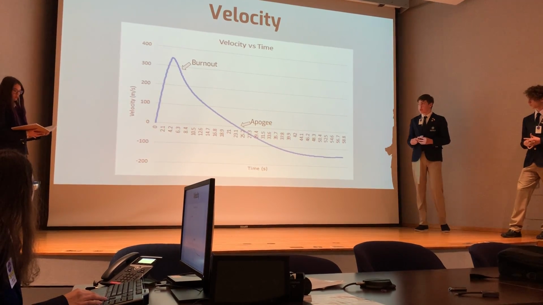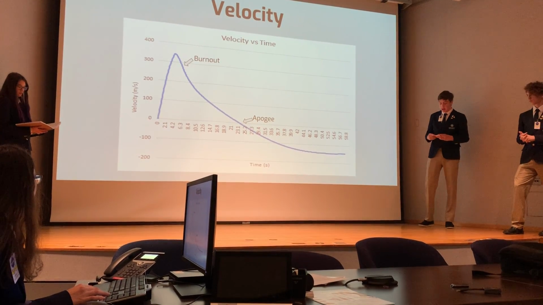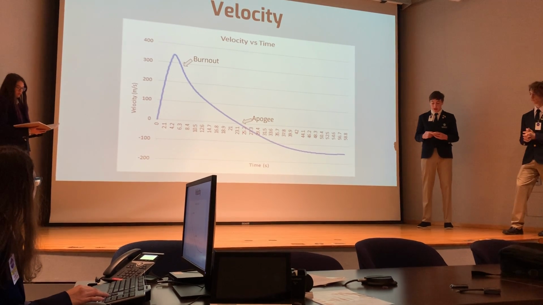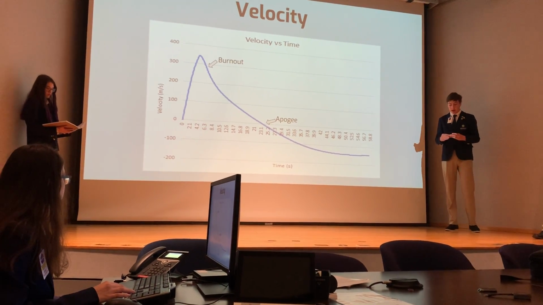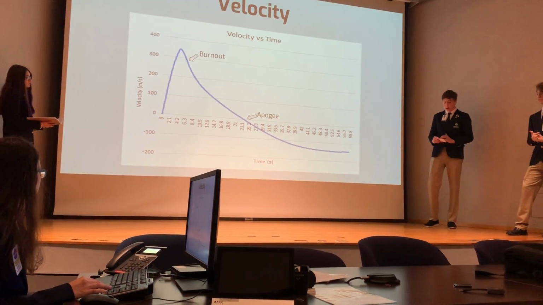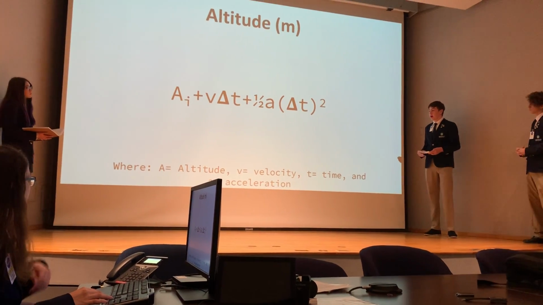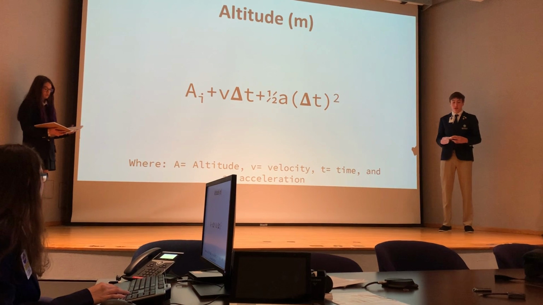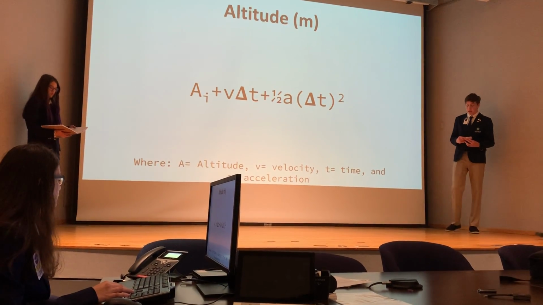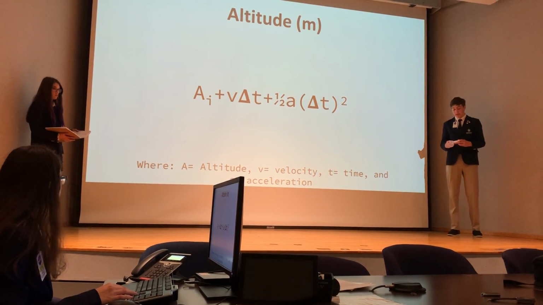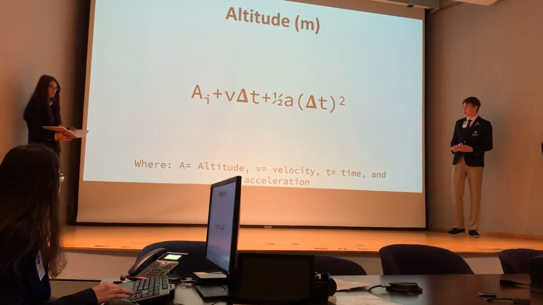Apogee is 23.6 seconds and burnout is 6.3 seconds. The max velocity happens at 4.4 seconds and is 343.2 meters per second. The formula for altitude that we use is initial altitude plus velocity times the change in time plus one half times acceleration times the change in time squared.